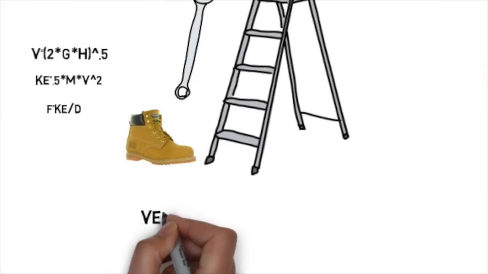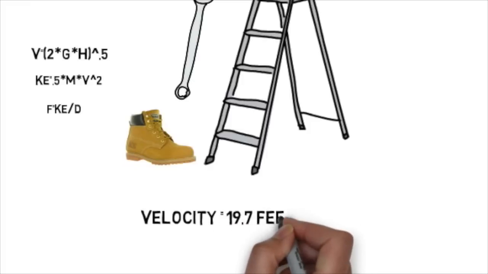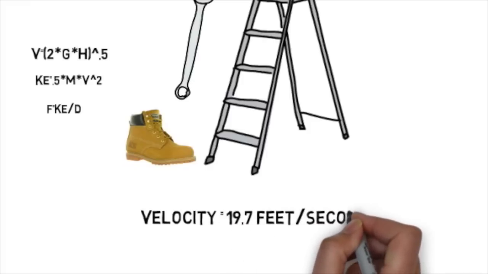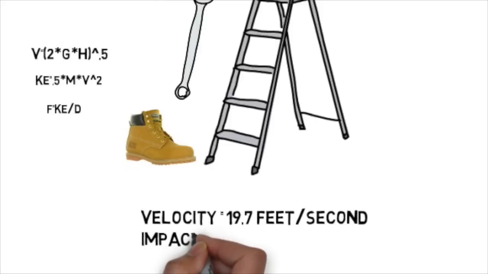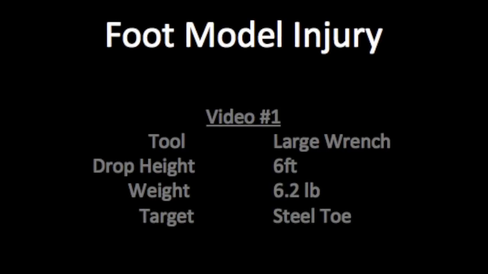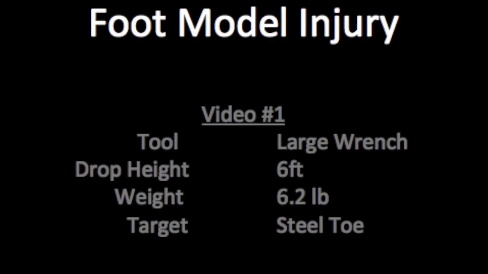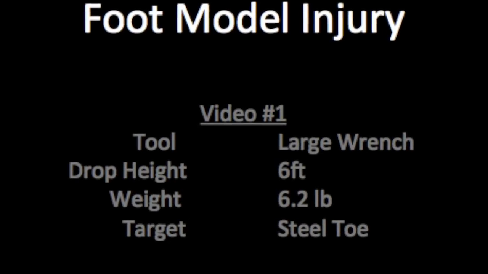In this scenario, the velocity of the falling wrench is 19.7 feet per second, and assuming a foot deformation of 0.5 inches, the impact force is 893 pounds. This video demonstrates the falling wrench scenario where the steel toe is the target of the tool.